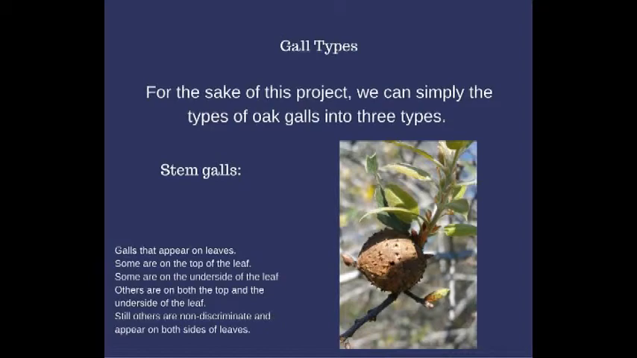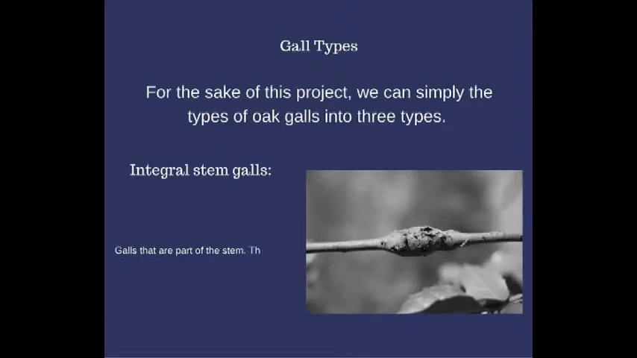The best time of year to find stem galls is in the winter time or early spring. This is because oak trees shed their leaves, mostly, when winter comes. So it's easier to see them on the barren trees.